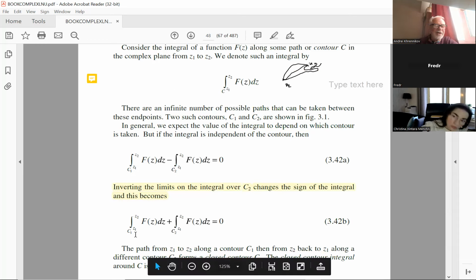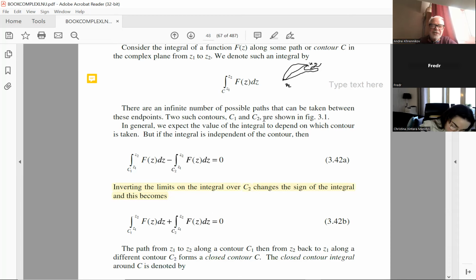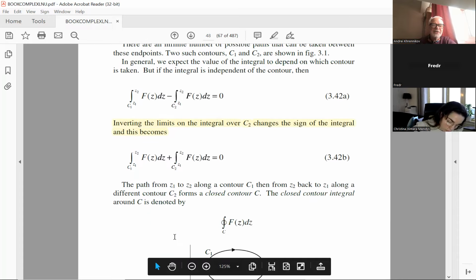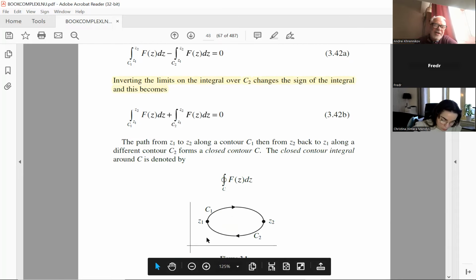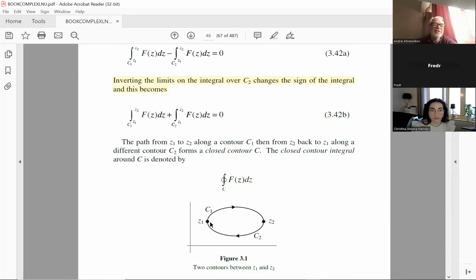So if you take the integral from z1 to z2 and the integral from z1 to z2 again, in the same direction, so we go here and we go here, the sum of them is 0. Oh, okay, they had a better picture. So this is this contour, and this is this contour. So we go in this direction, for example counterclockwise, and from z2 to z1 we go in this other direction. So then this integral is 0.